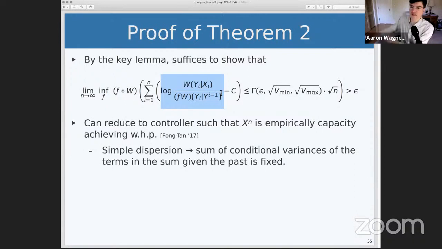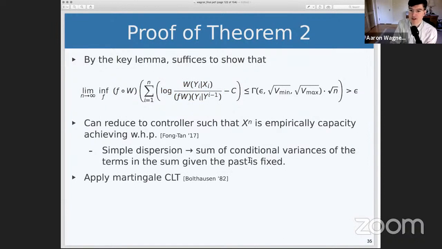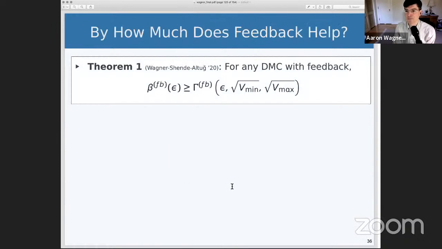So all you're doing is kind of moving the variance around within the block. You're not really controlling the absolute amount of variance that you're seeing in this random walk, okay? And once you have the sum of the conditional variances of these terms given the past is fixed, then it's like a straight shot to use martingale central limit theorems, and that's that.